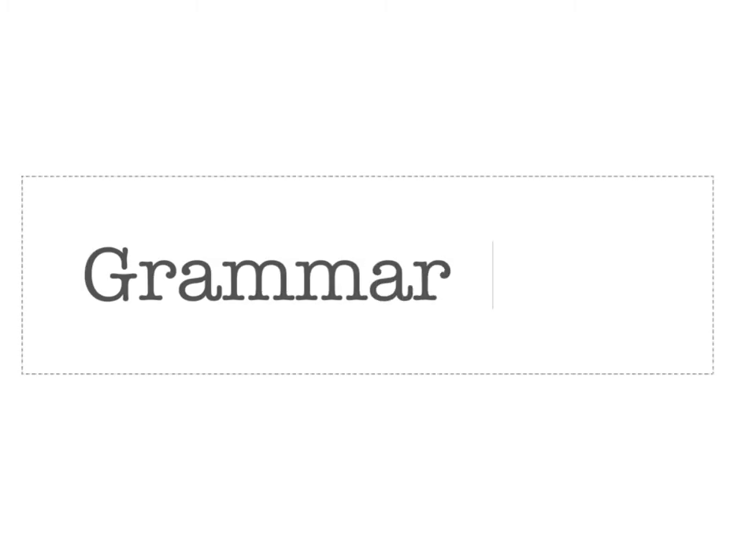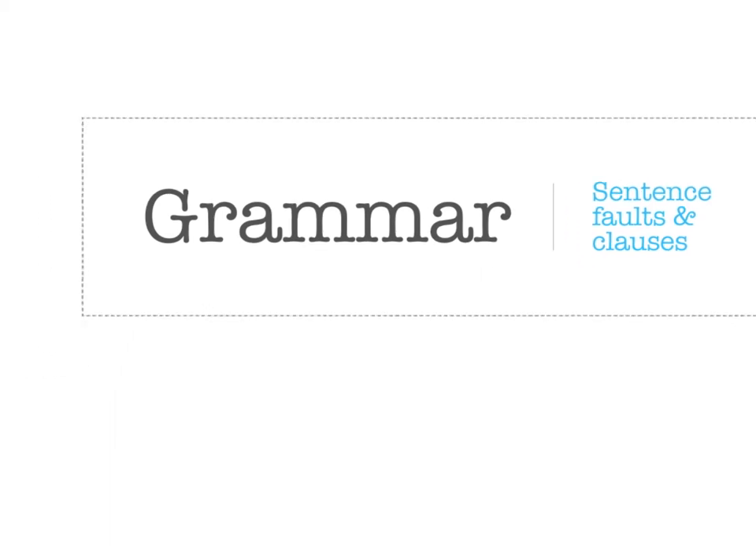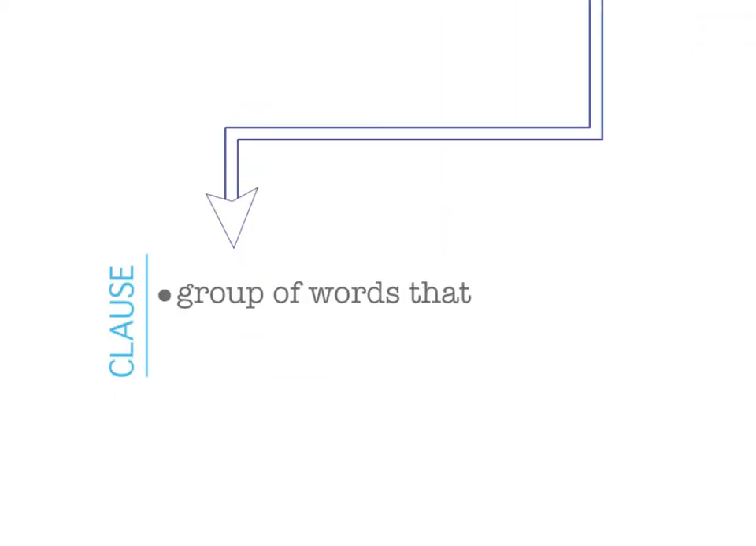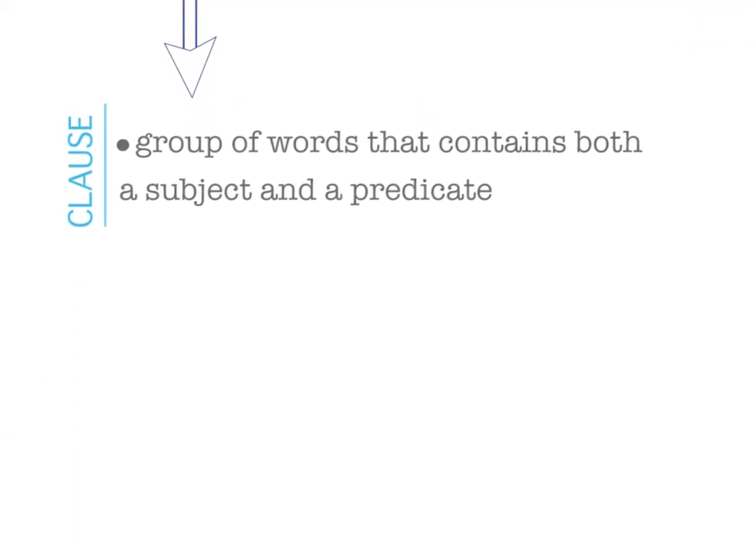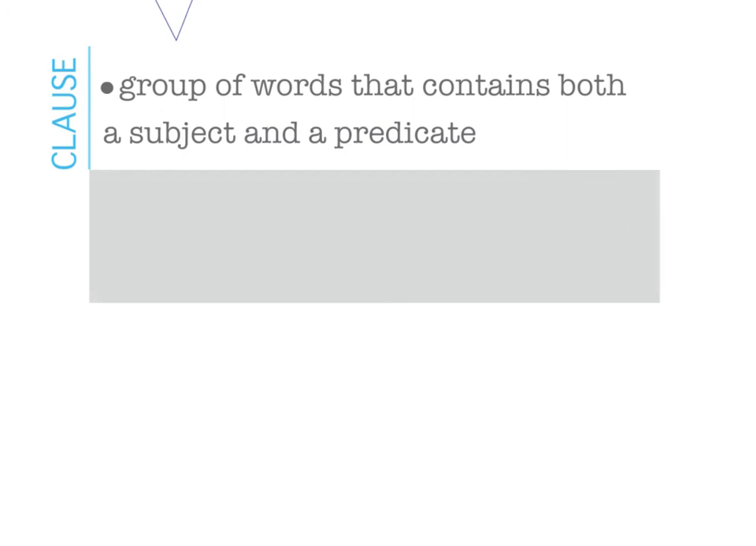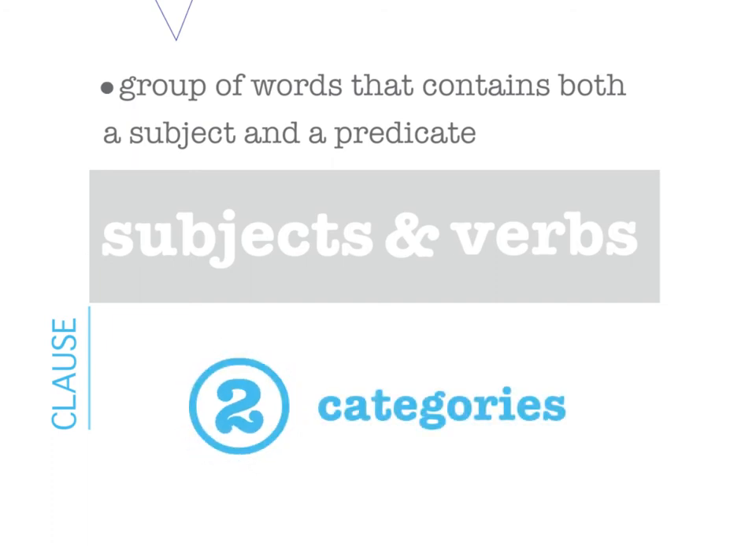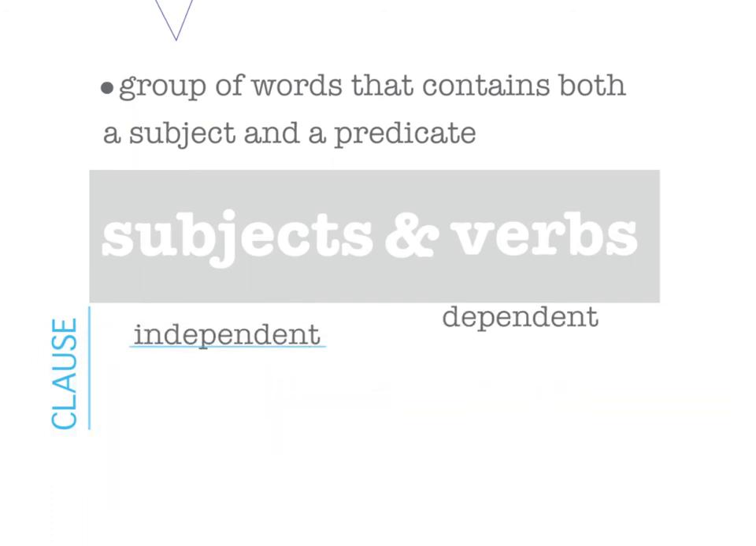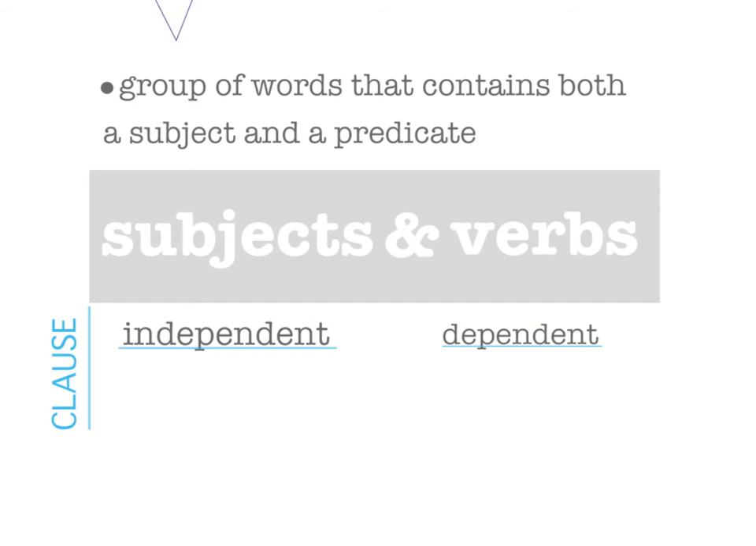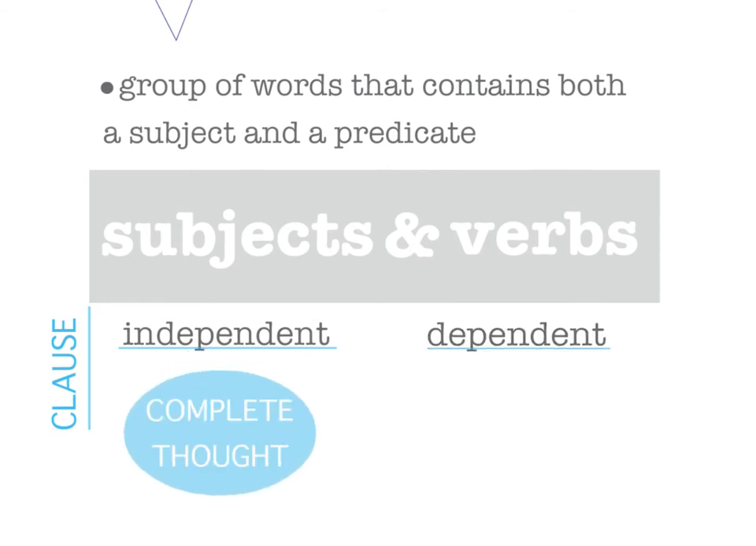This video will discuss sentence faults and clauses. A clause is a group of words that contains both a subject and a predicate, but to keep things simple, we will talk in terms of subjects and verbs. Clauses can be broken down into two categories, independent and dependent. Independent clauses form a complete thought, whereas dependent ones don't form a complete thought on their own.